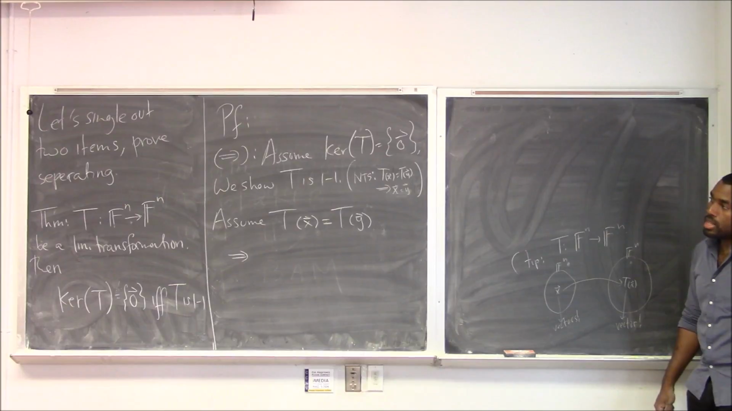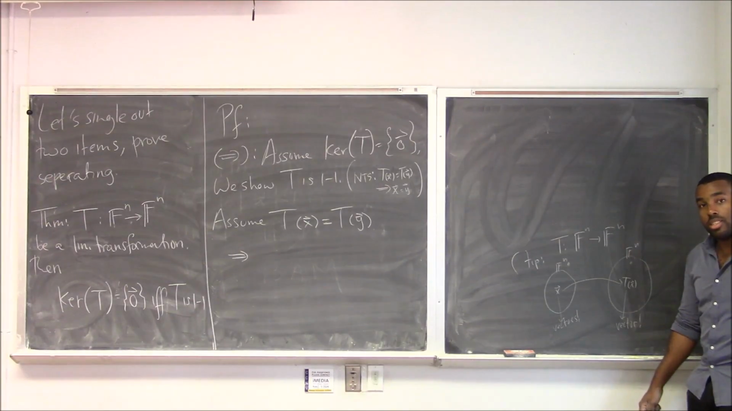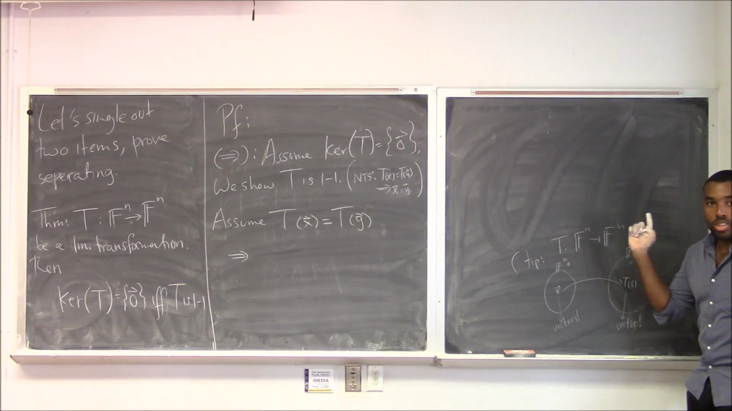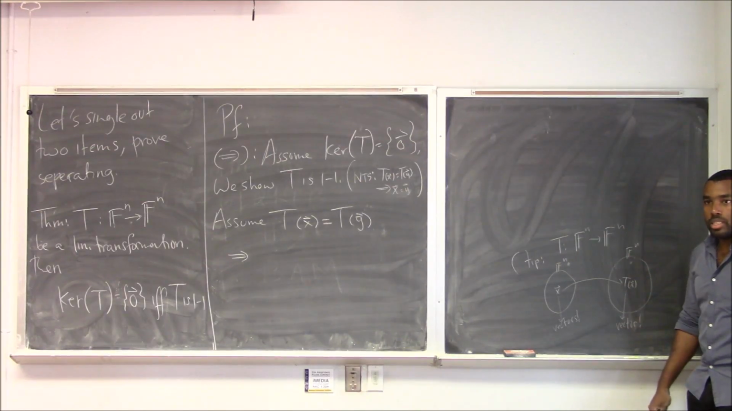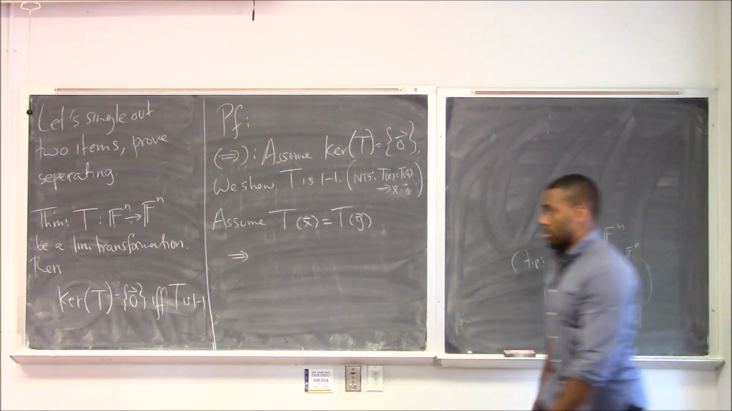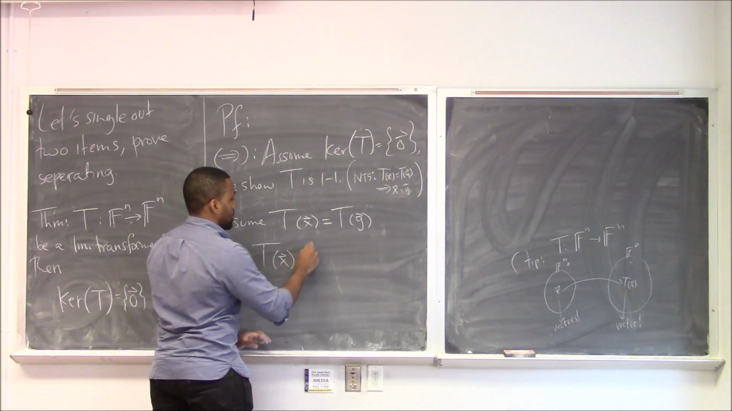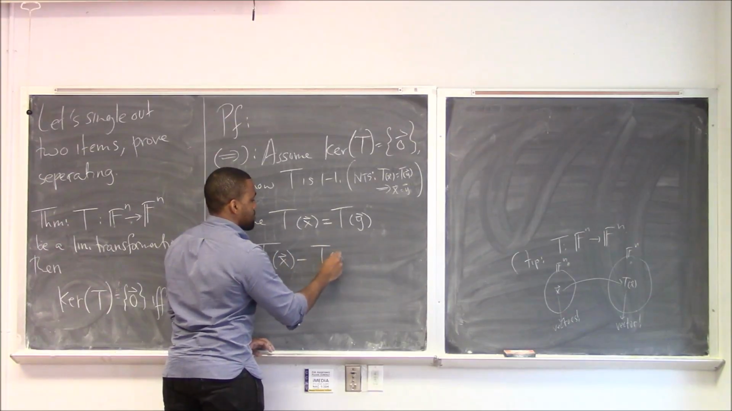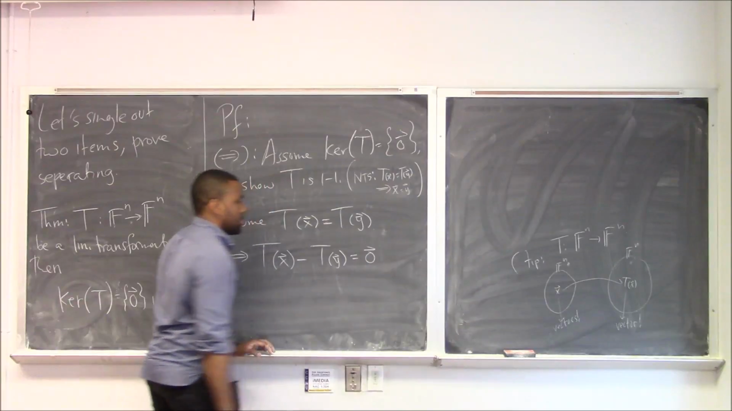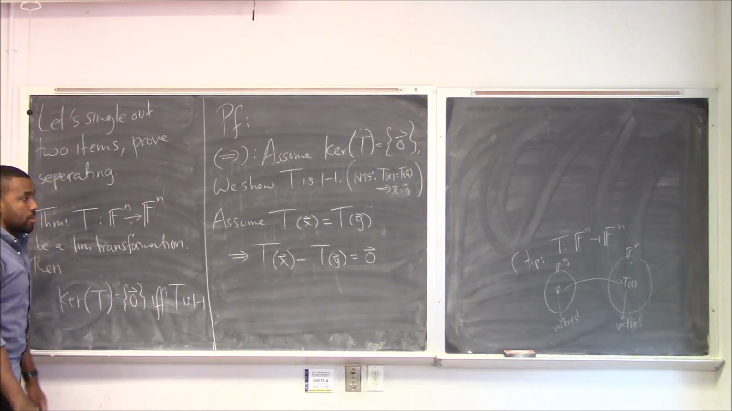So you do know things like negatives exist. You know things like scalar multiples exist, all that stuff. T of x minus T of y equals 0. We know that the negative exists, so I can actually subtract T of x from both sides, because these are members of a vector space.